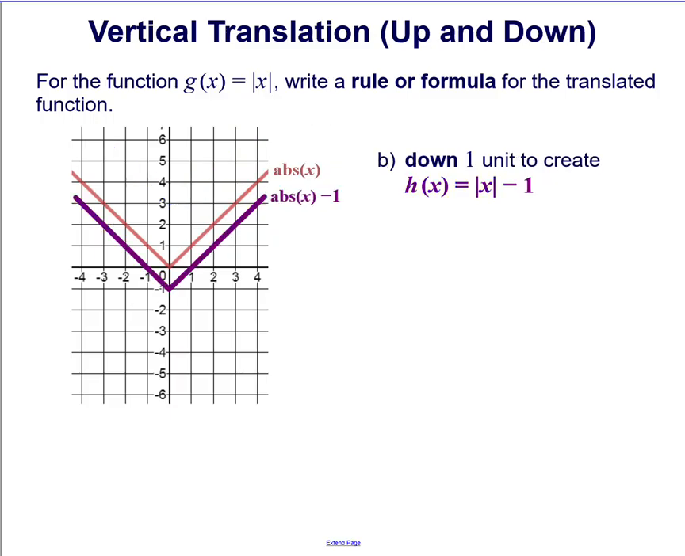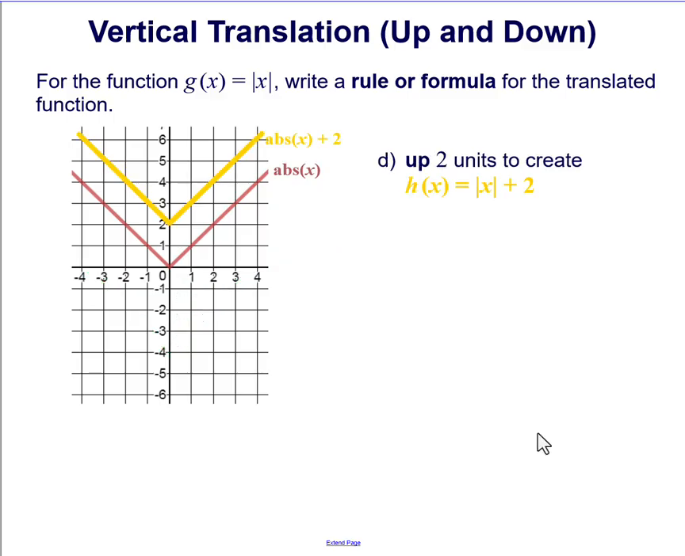For letter b, we're going to move it down 1 unit to create a new function, h of x, which was the original function, absolute value of x minus 1. And again, notice the original function has been translated down 1 unit, the absolute value of x minus 1. For letter c, we're going to take the original function and move this down 4 units. So it's going to be absolute value of x minus 4. And notice the original function has been translated down 4 units.